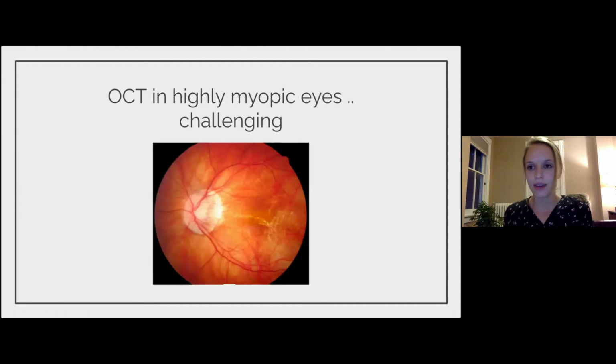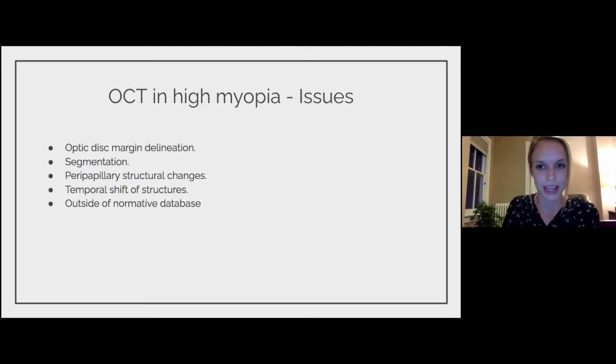So you have a highly myopic patient and you want to evaluate them for glaucoma. A lot of times my first step is the OCT, and this can be very challenging in our highly myopic eyes. Some of the issues that come up are disc margin delineation, segmentation issues, structural changes around the nerve, temporal shift of structures, and a lot of times these patients are outside of the normative database.